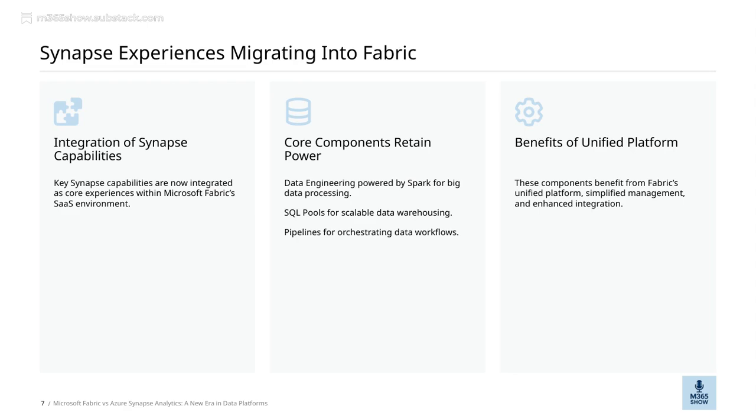Importantly, many core capabilities of Synapse haven't just been phased out. They've been integrated directly into Fabric's SaaS environment. This retains the power and flexibility of Synapse, while providing a more cohesive and simplified user experience. Overall, this integration signals a significant step forward in how we manage and utilize data across the enterprise, emphasizing ease of use, scalability, and comprehensive capabilities within a single platform.